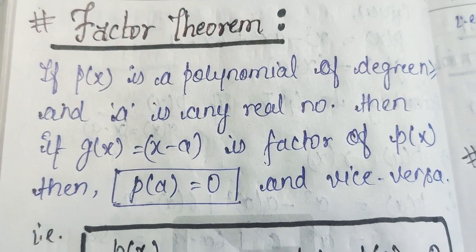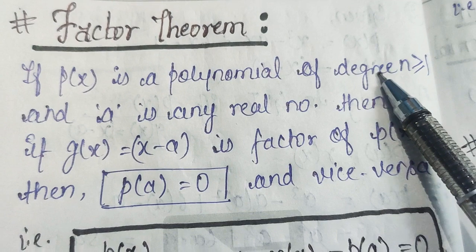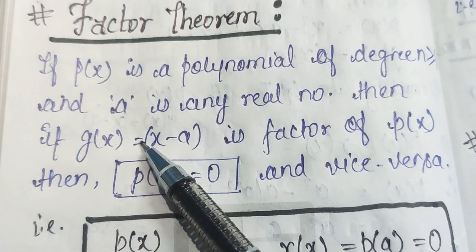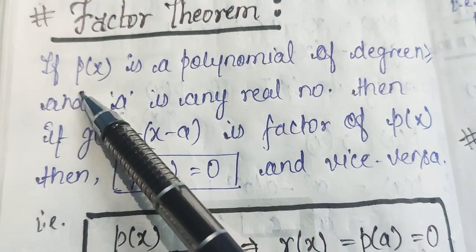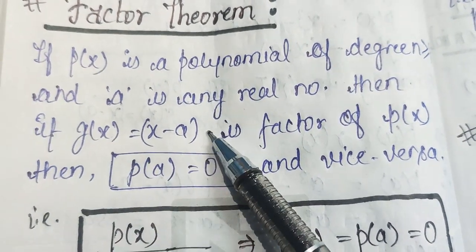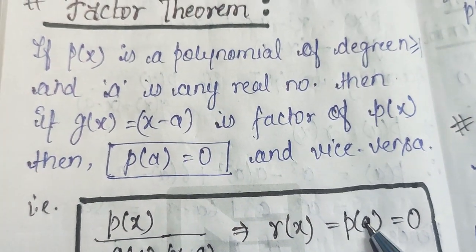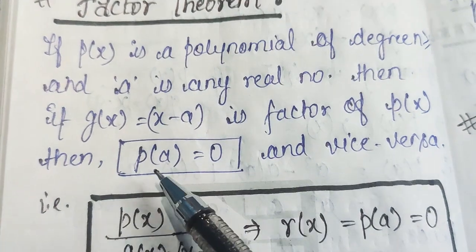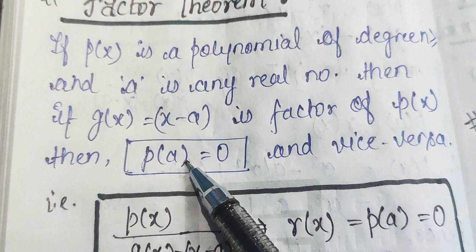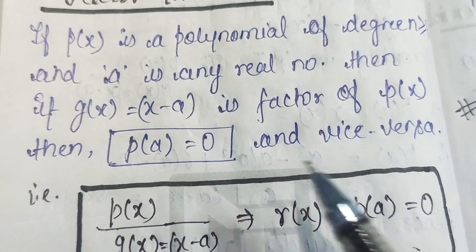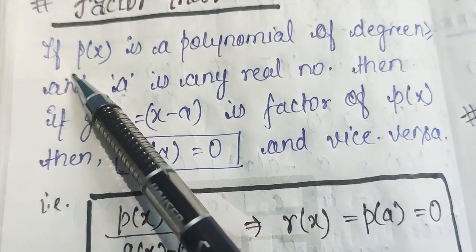So here if you have the same conditions, the polynomial p(x) has the degree greater than or equal to 1 and any linear polynomial is there, x minus a. So now if you divide p(x) by this linear polynomial, then the remainder will be defined by p(a) according to the remainder theorem. Now if this p(a) becomes equal to 0, means your remainder is equal to 0, then this g(x) will become the factor of p(x).